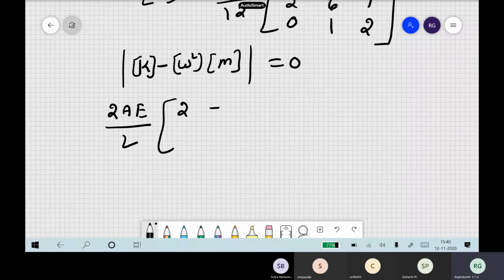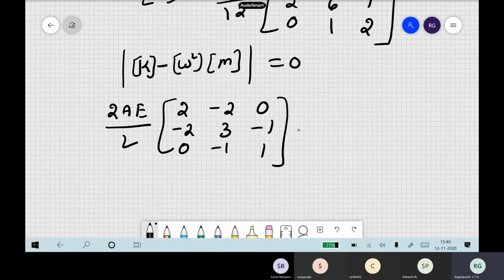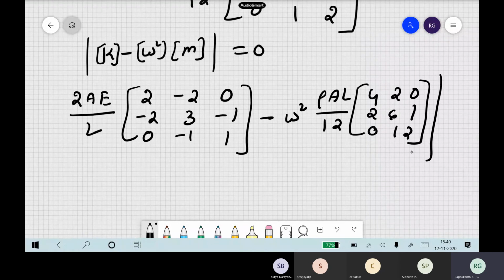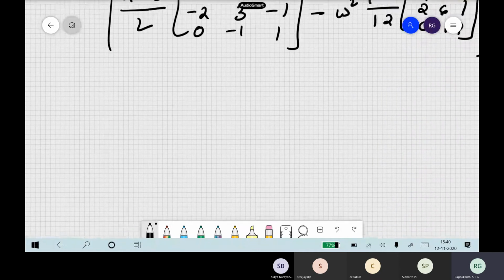times the matrix 2, minus 2, 0; minus 2, 3, minus 1; 0, minus 1, 1. Then minus omega square times rho AL by 12 times the matrix 4, 2, 0; 2, 6, 1; 0, 1, 2. So this has to be solved, and this is equal to 0. You solve this expression and you will get our natural frequency.